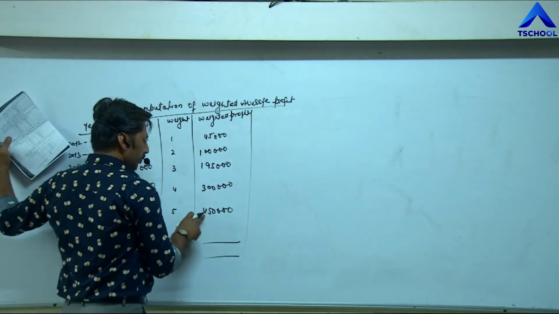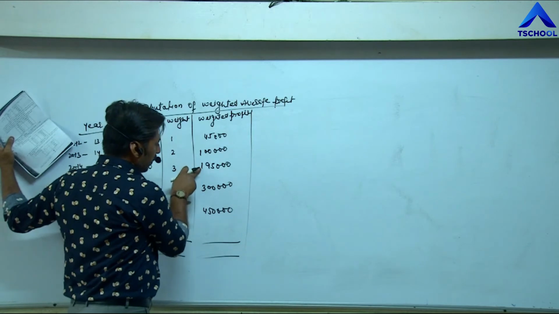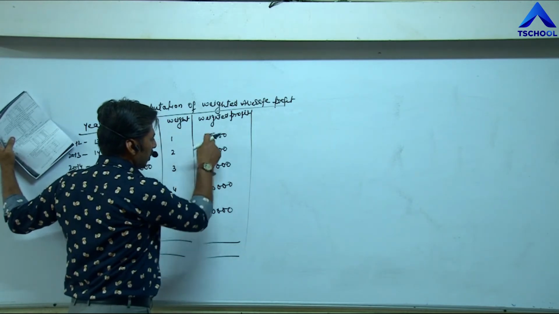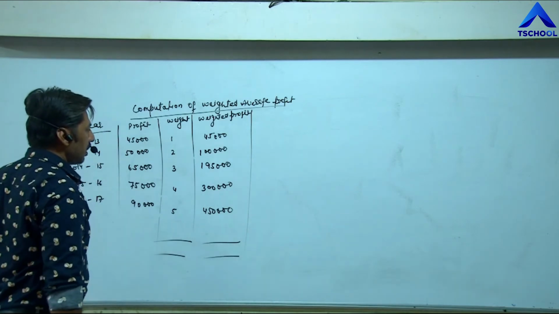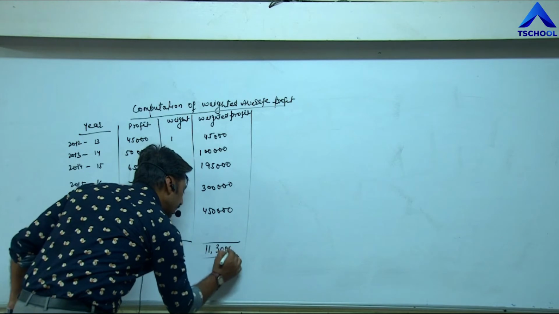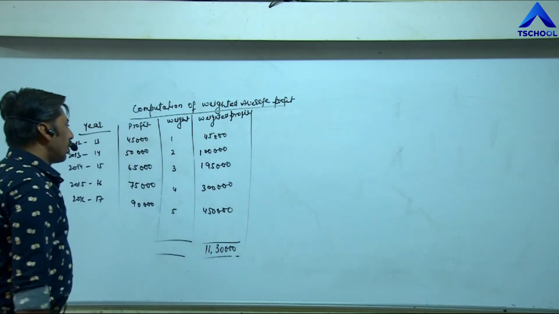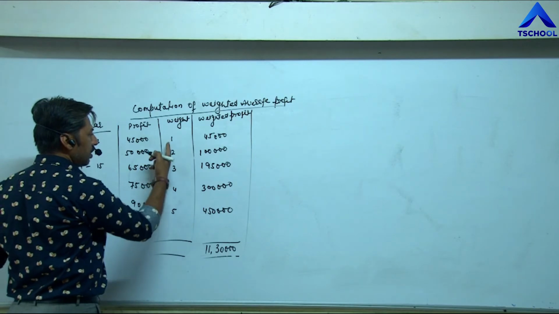Once again, 4,50, 7,50, 8,50, 9,50. 9,50 plus 50, 10 lakh. 10 lakh 90 and 11 lakh 30,000. Total of weighted profit is 11 lakh 30,000. Total of weight is 5 plus 4, 9, 12, 14, 15.